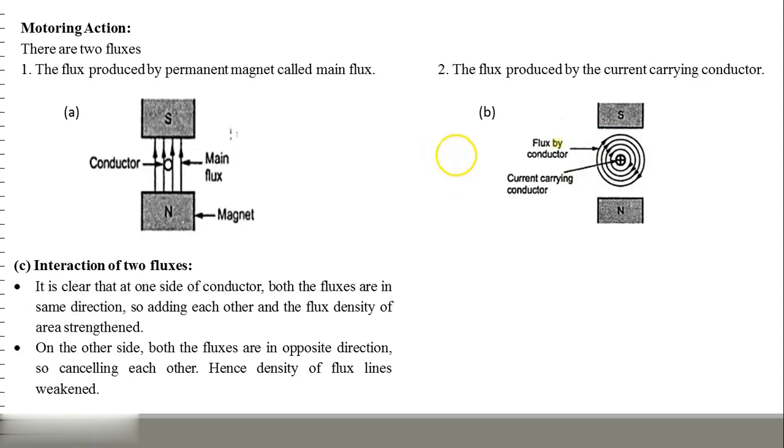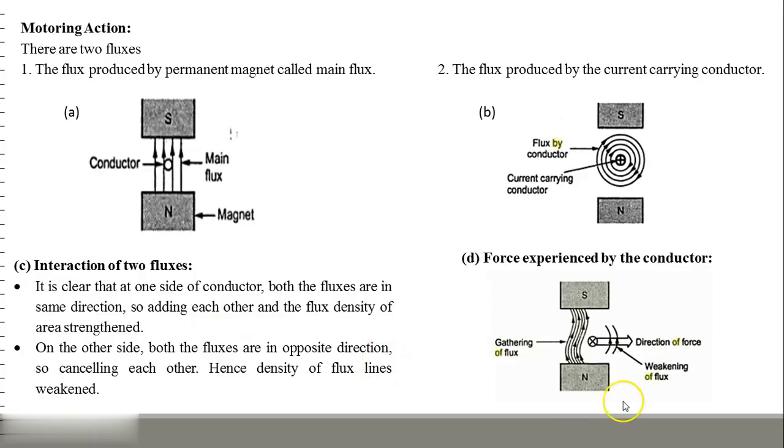Now these two fluxes are interacting each other. It is clear that one side of conductor, both the fluxes are in same direction, so adding each other, and the flux density of area strengthened. See the diagram here. In this diagram, magnetic flux lines are traveling from north pole to south pole, and in between these poles current carrying conductors are placed. Here at the left hand side, both the fluxes of main flux and the current carrying conductor are adding each other, whereas on the other side, right hand side, both the fluxes are in opposite direction.